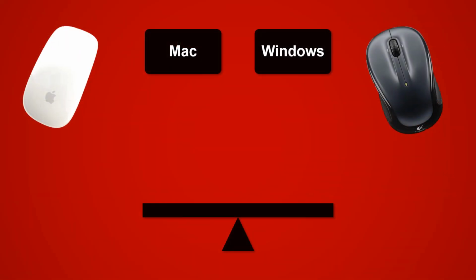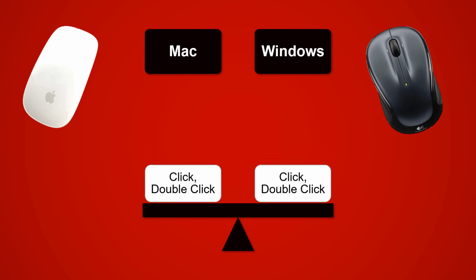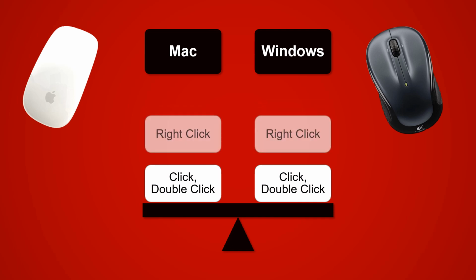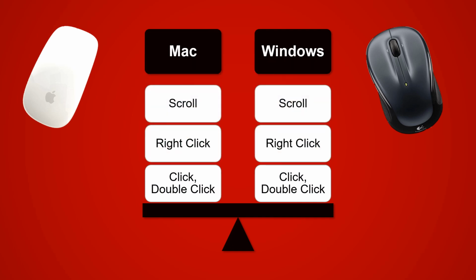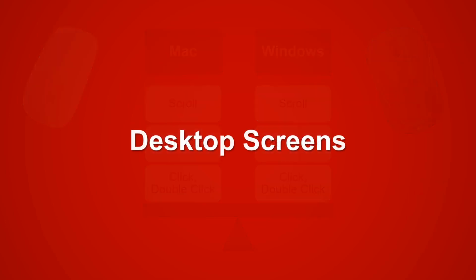Again, the mice are very different in their appearance, but they perform the same essential functions. You can click, double-click, right-click, or scroll with the mouse. Let's compare desktop screens.